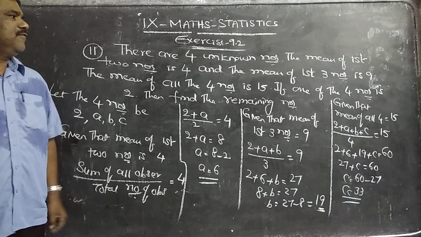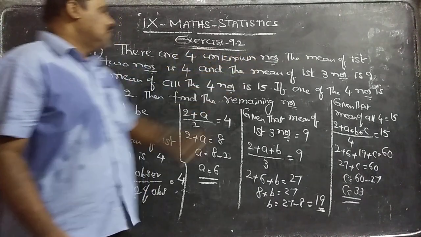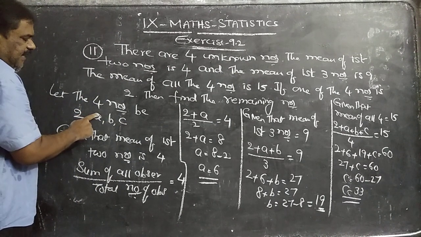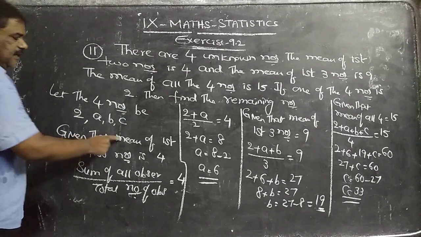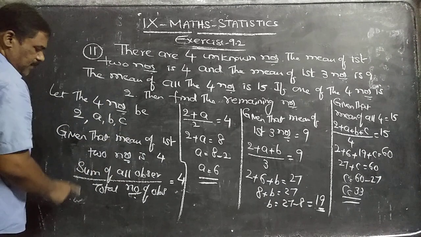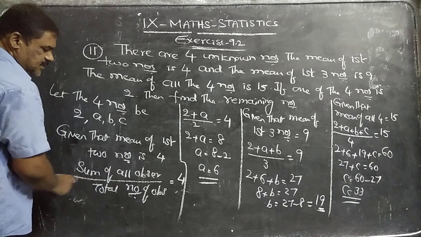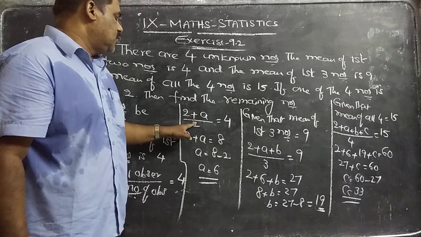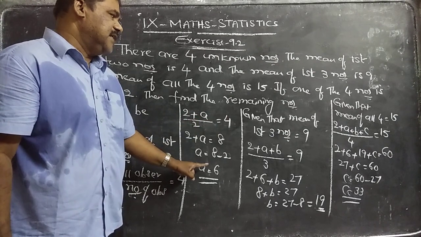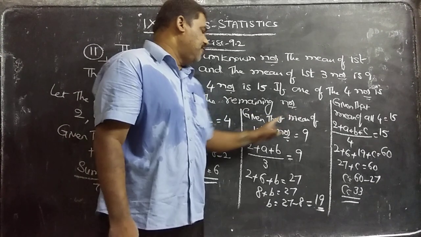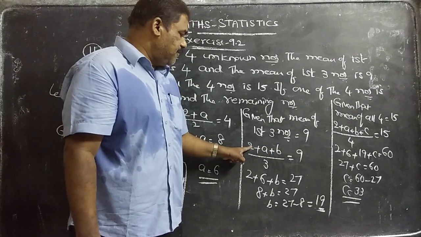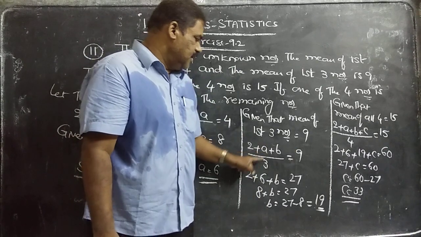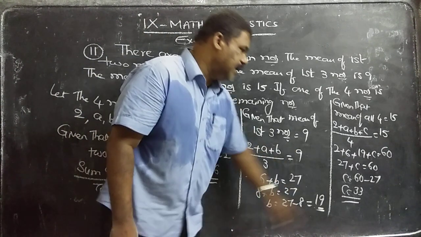So here in this problem 4 unknown numbers are there. Among those 4 unknown numbers, one number is given as 2. The remaining numbers we are supposing as A, B, C. Now given that mean of first two numbers is 4. Mean means sum of all observations by total number of observations. Sum of two numbers by total two numbers is 4. Here A value will be 6. Next, given that mean of first three numbers is 9. Sum of all the observations by total 3 numbers is 9. If you cross multiply, you will get B value 19.